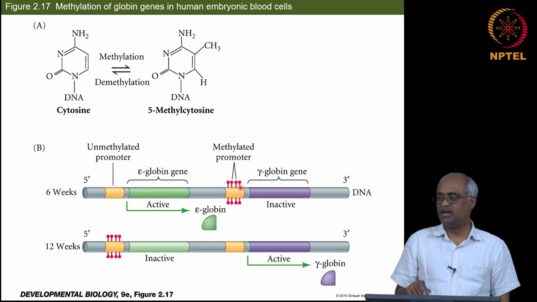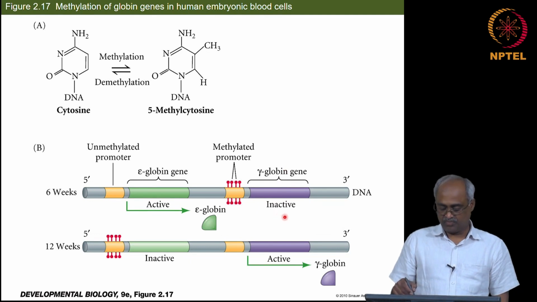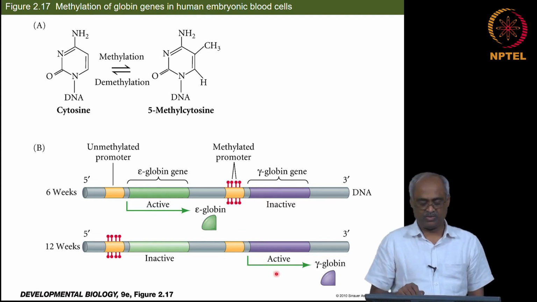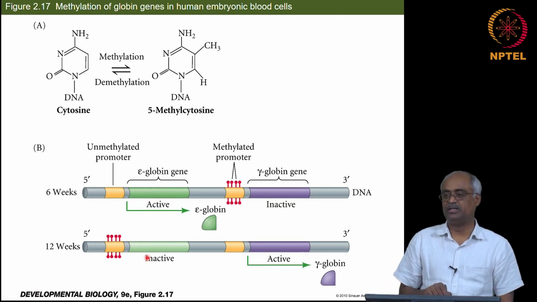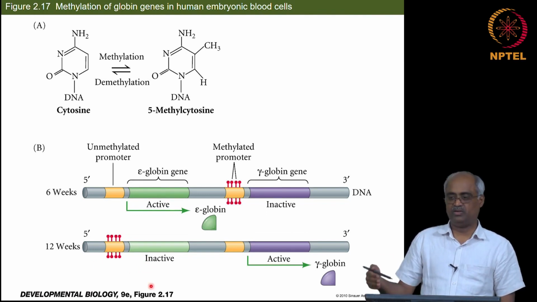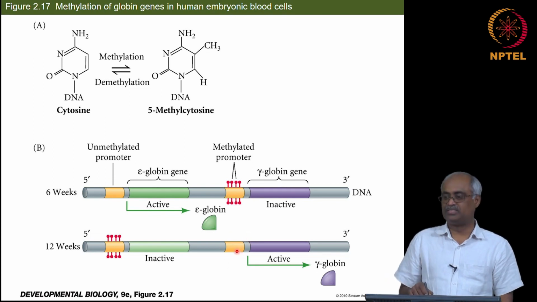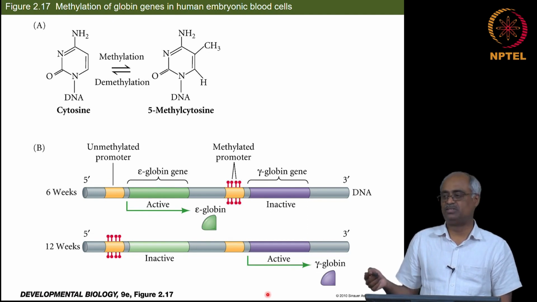Whereas at that time point, the gamma globin, which is usually expressed in the fetus, is methylated and not expressed. Later, as the embryo progresses, epsilon gets demethylated and becomes active; this gene gets turned on. It was dormant and now it is turned on, while this epsilon globin gene gets turned off. And when the infant starts to grow, even this gamma globin gets methylated and inactivated, and the beta globin gene gets activated, and that is what is expressed in our body.